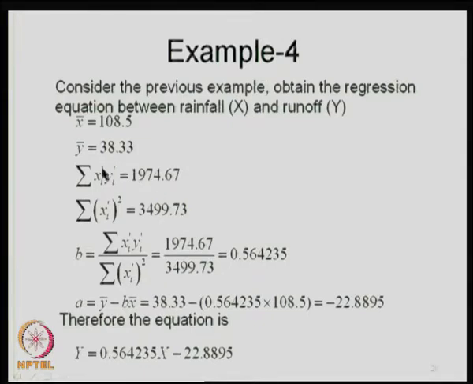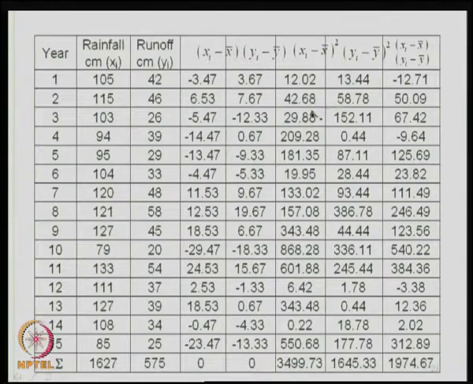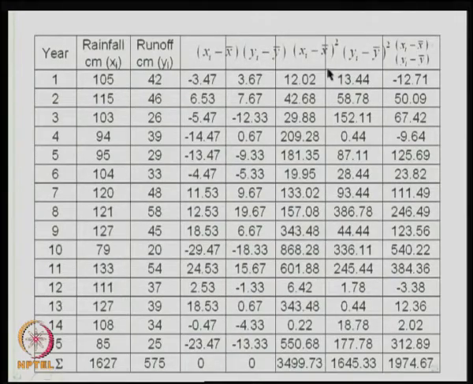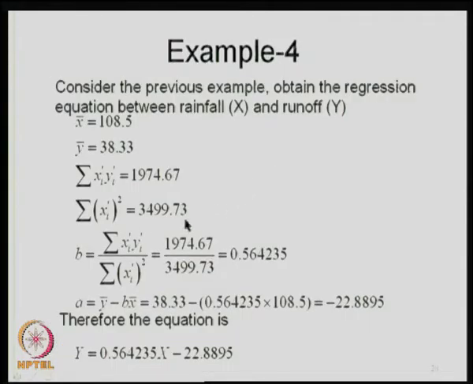So, we get sigma of x I dash into y I dash, which is available in this column, x I dash y I dash, which is 1974.67, and similarly x I dash the whole square. So, summation x I dash the whole square is available from this column, x I minus x bar the whole square. So, from this you get first b turns out to be 0.56423, and then once you get b, you get a, which is y bar minus b x bar, which turns out to be minus 22.889, and therefore, y is equal to a plus b x, which is 0.564 x minus 22.895.